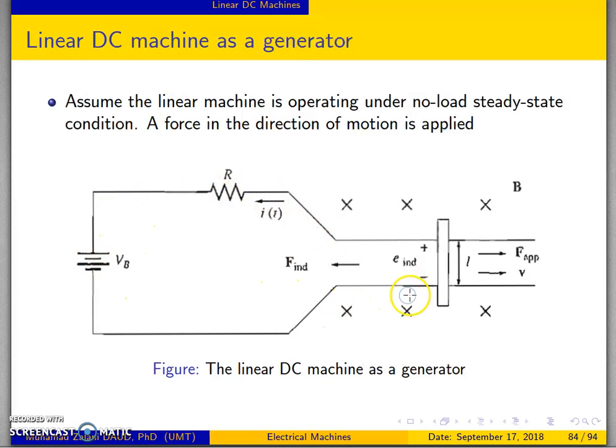So if E_in is larger than VB, it means that now the current is flowing in the reverse direction. So that is the concept of a generator. We increase the force to the right, in the direction of the bar moving at speed v. The increasing speed will increase the induced voltage using the equation e_ind = vLB. And if this induced voltage increases to a level higher than VB, there will be reverse current flowing in this circuit.